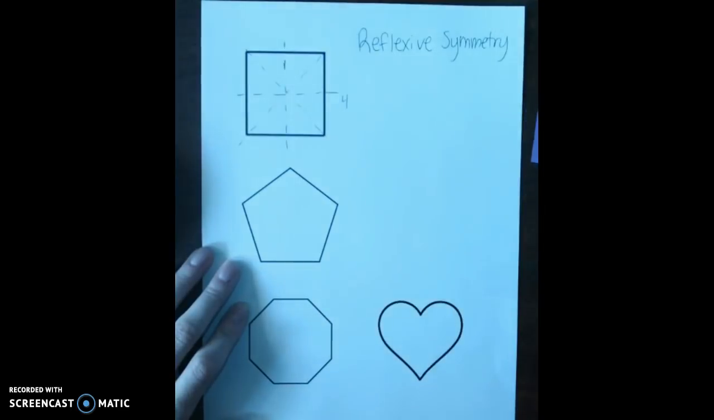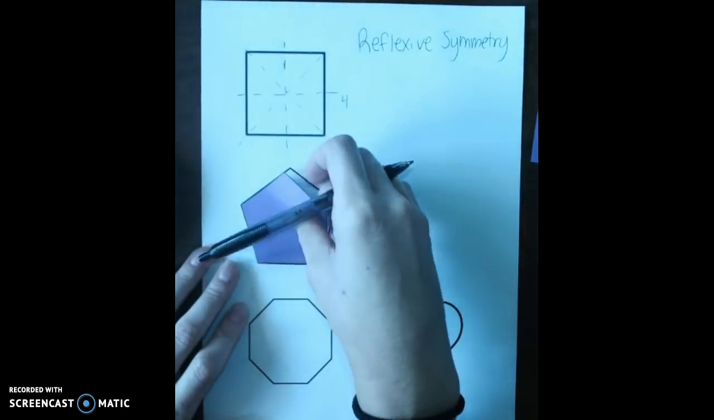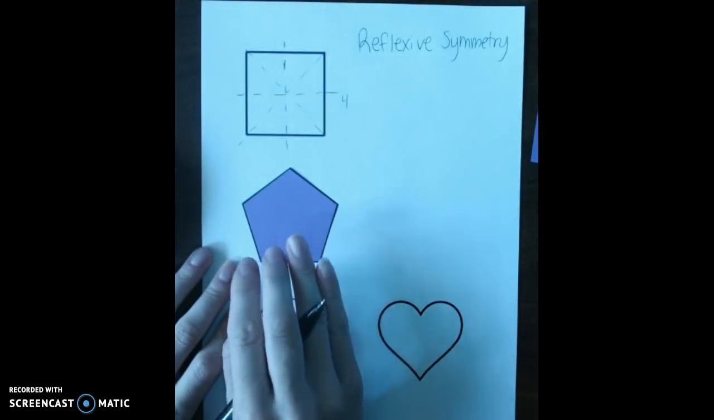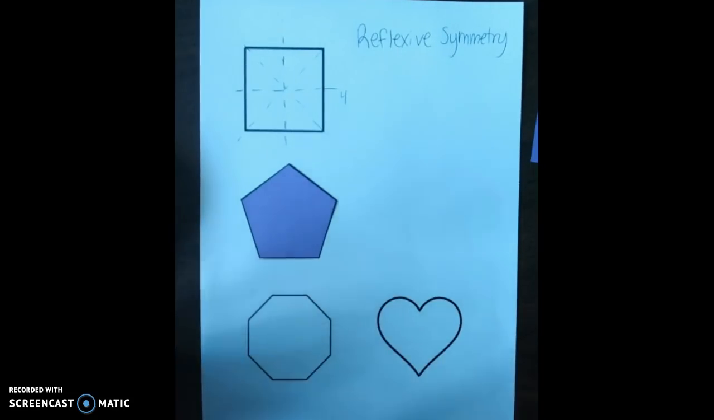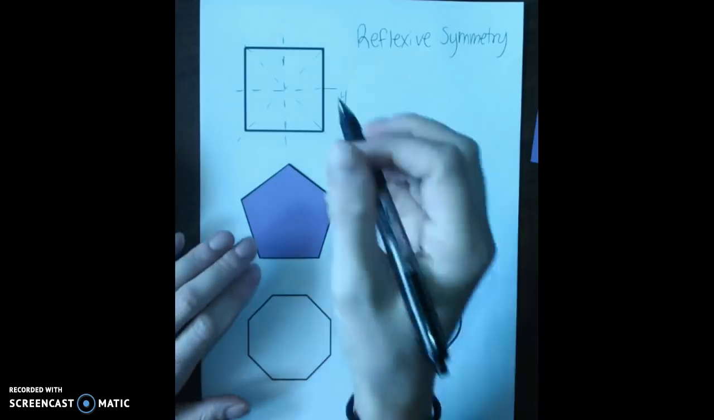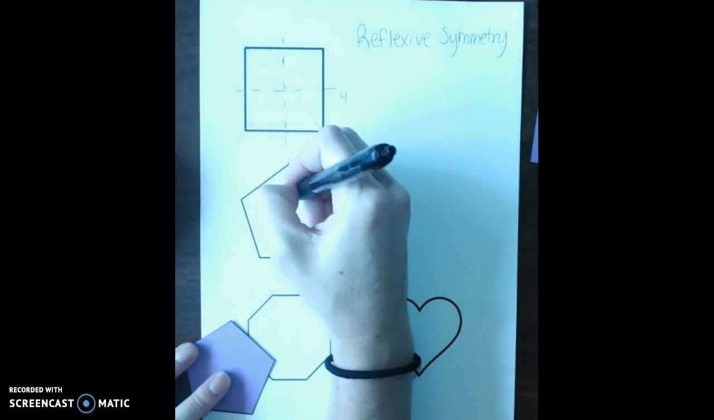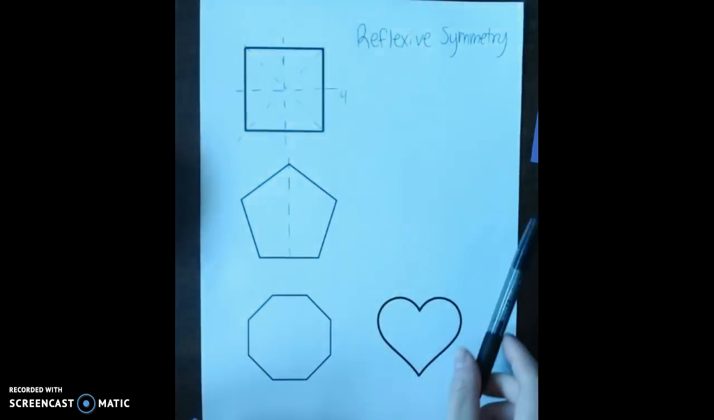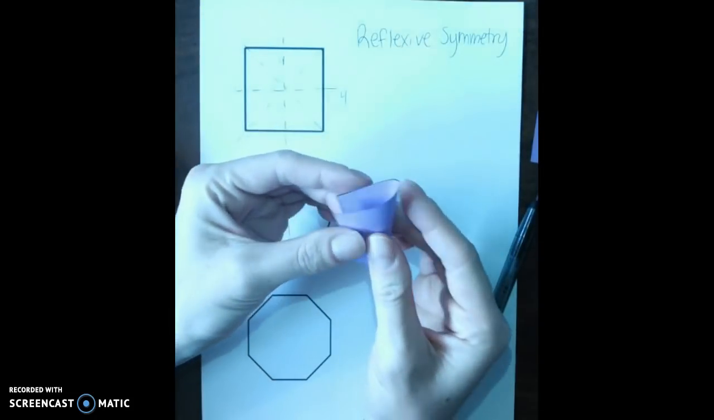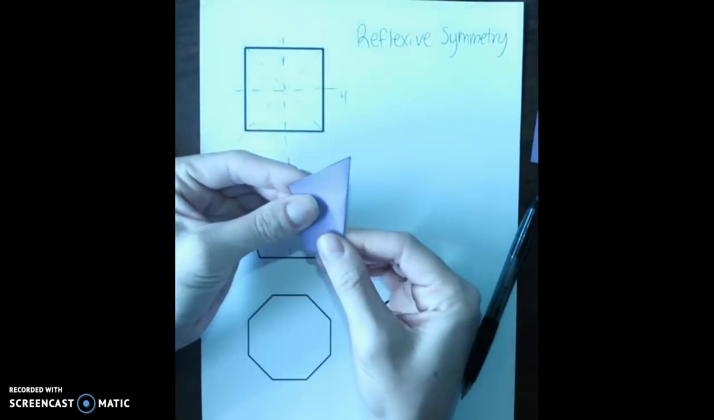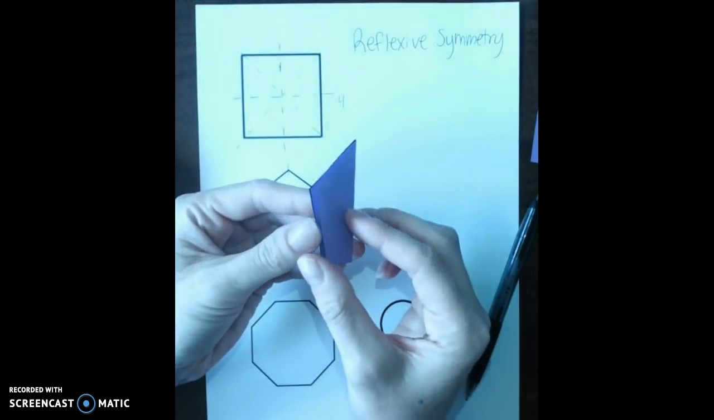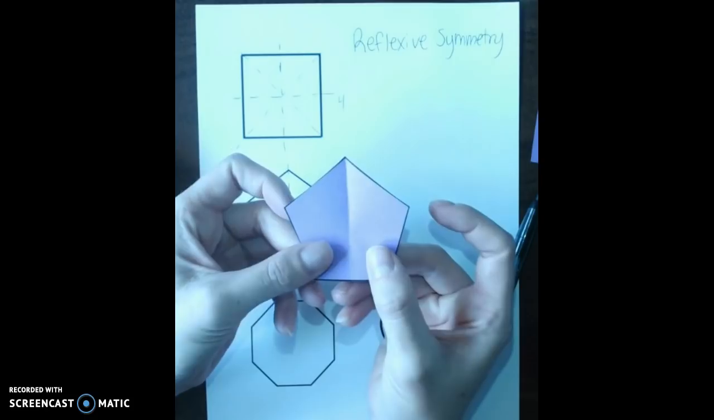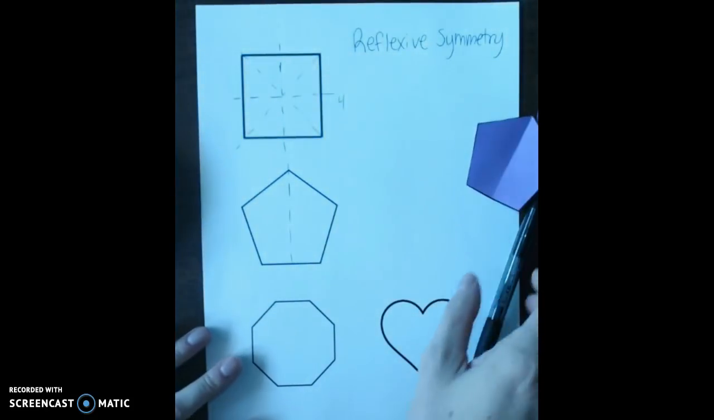All right, let's look at the pentagon. We're going to ask ourselves, is there reflexive symmetry for this pentagon? In other words, can I fold this pentagon somewhere to where it'll map back onto itself? And the answer is yes. You could fold it here. Let's go ahead and show you that. So if we fold it right down that vertical spot, notice both sides map onto each other. They both lay flat. So that is a line of symmetry. So this does have reflexive symmetry.